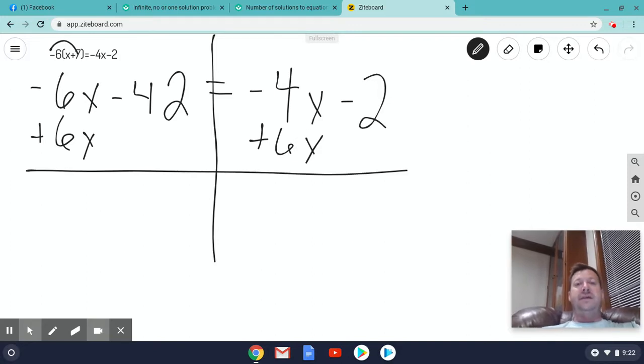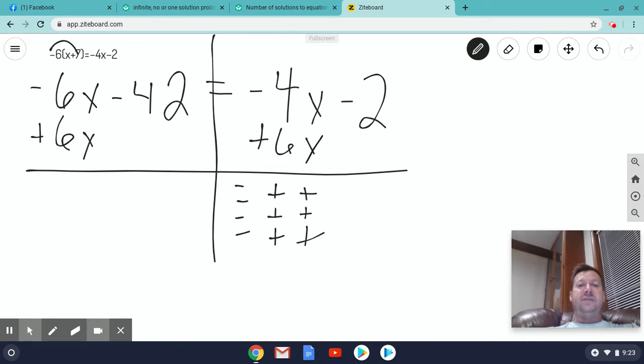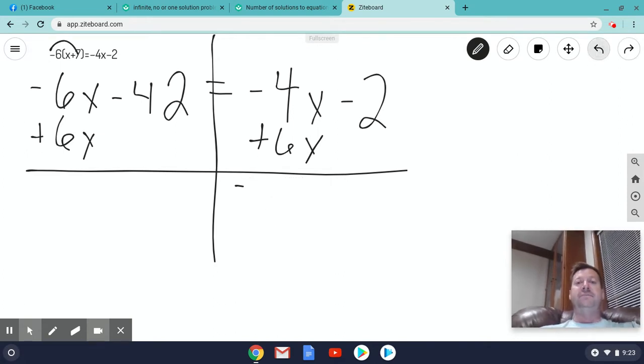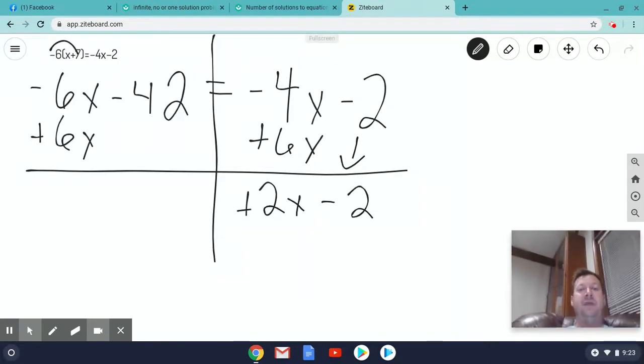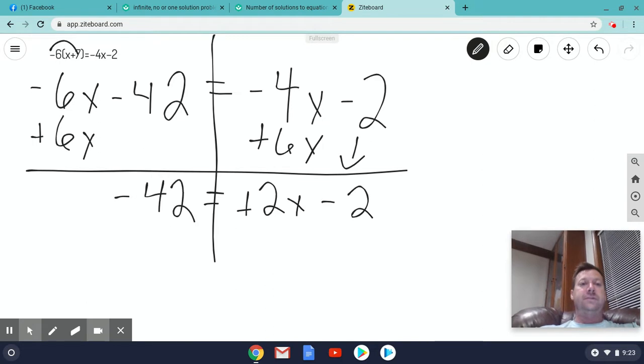if I have 4 negatives and then I have 6 positives, 1, 2, 3, 4, then I have 6, 2, 3, 4, 5, 6 positives. I could cancel out 4 of these positives right here with these 4 negatives, and I'd be left with 2 positives. So I'm left with positive 2x there on that side. So I get positive 2x, and I still bring down this -2. So I have 2x minus 2 now equals -42. This is canceled.